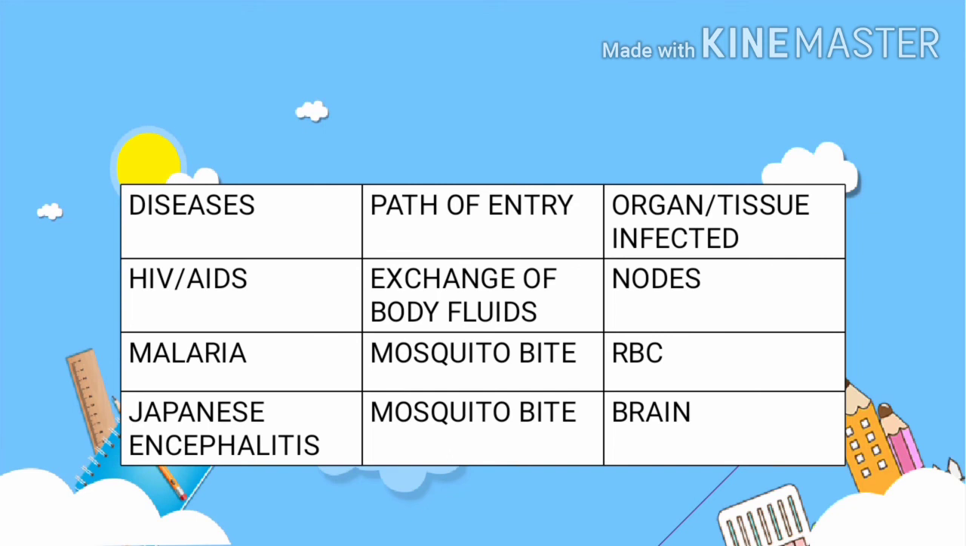Let's see a few more examples. Children, germs of AIDS, that is HIV virus, enter through exchange of body fluids, and it ultimately affects the immune system, which results in the failure of immunity system, we can say. Next, germs of malaria enter through mosquito bite, and it affects the RBC. Germs of Japanese encephalitis again enter through mosquito bite, and it affects the brain.